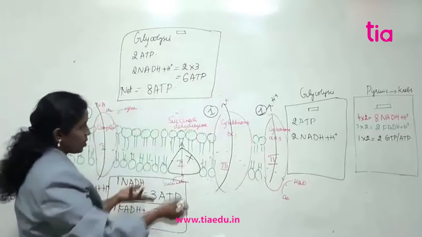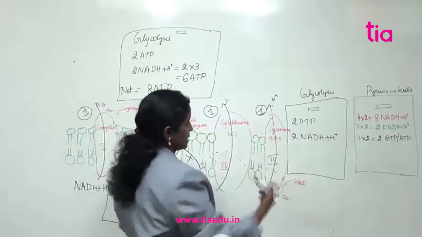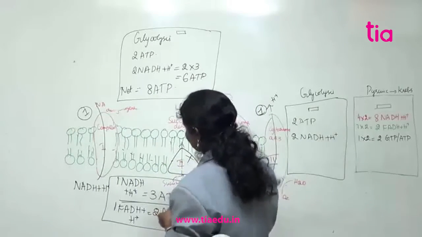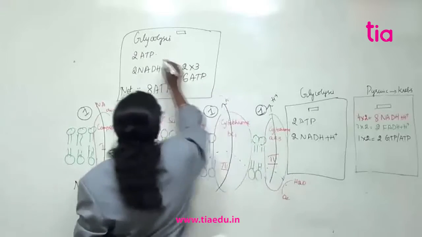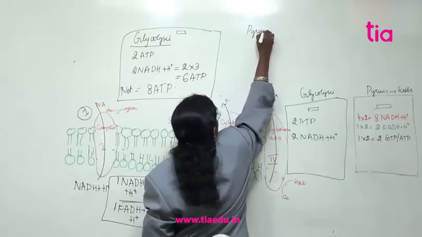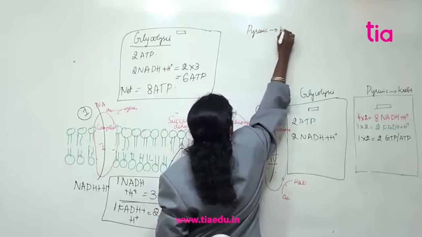Let us go for the next box, the savings box. We are going to pull out the second box and convert it. That is from pyruvic acid till the Krebs cycle.